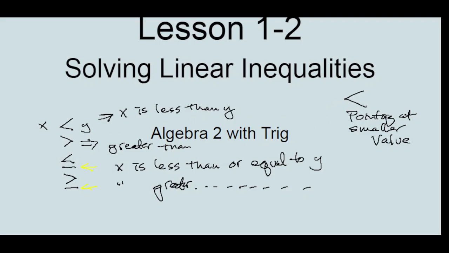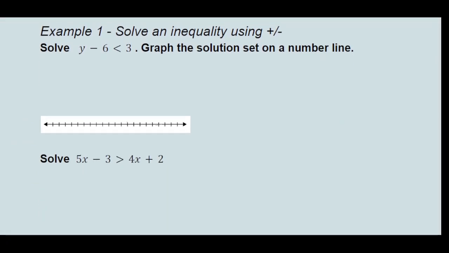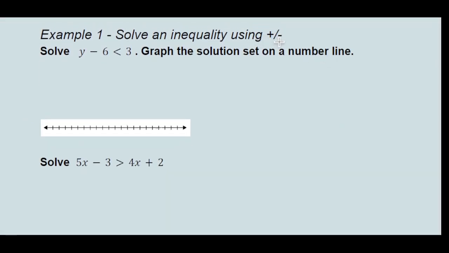Okay, so let's go through our first example now that we got that out of the way. It says solve an inequality using adding and subtraction. We're going to do this first one: y minus 6 is less than 3. The way we approach this is the same way we would if it were an equation, and as we go along, we'll talk about some of the things that are different. If it were an equation, we would look at it and say, do I have to clean anything up? No, it's ready to be solved.